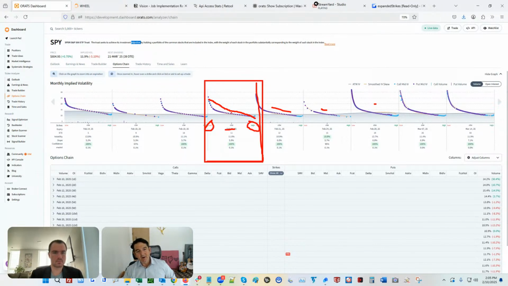I know this is negative, but we call it positive because it's usually like this, where the puts are higher than the calls. And that's because of the expectation that the market drops faster than it goes up. So that's the normal environment, right? Exactly. That's a normal environment for stocks and equity related things.